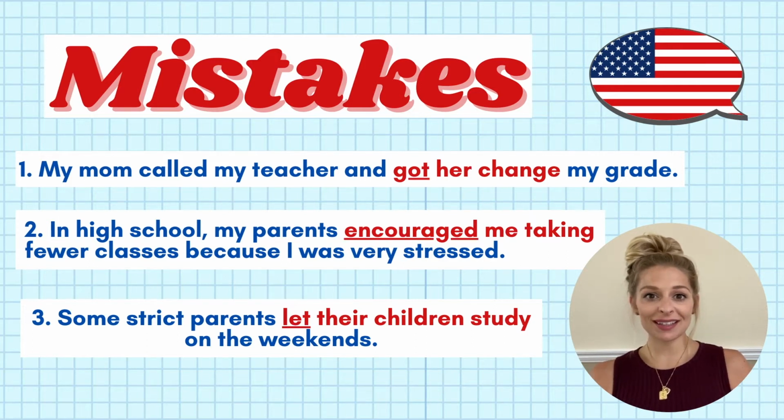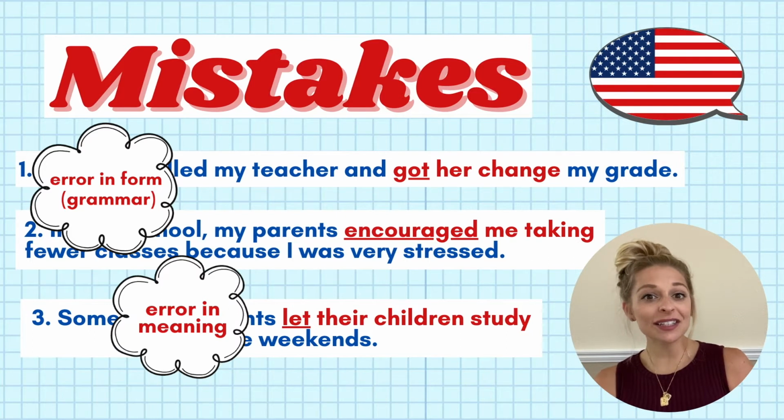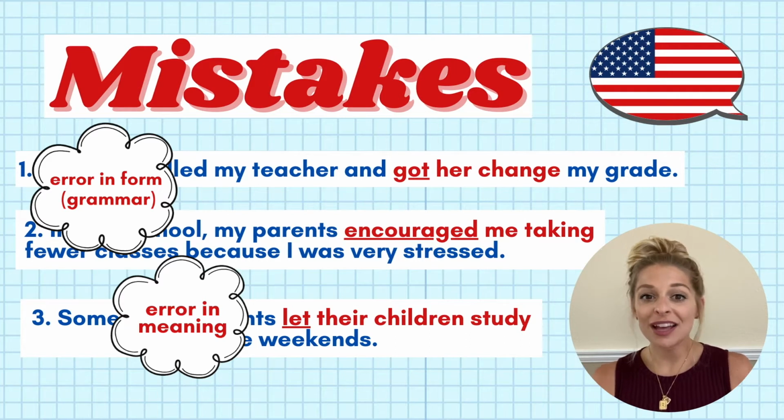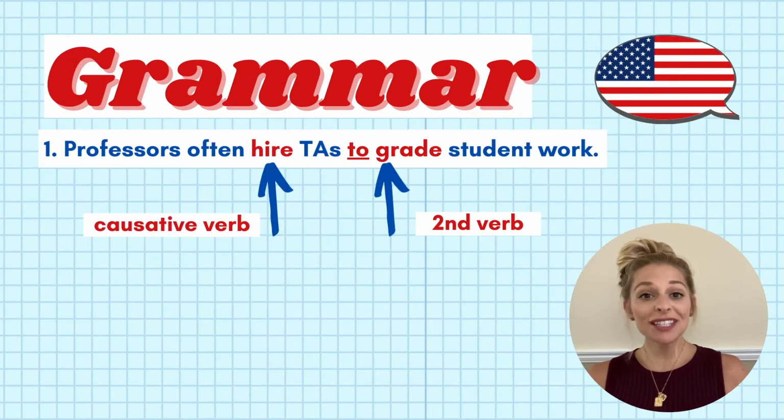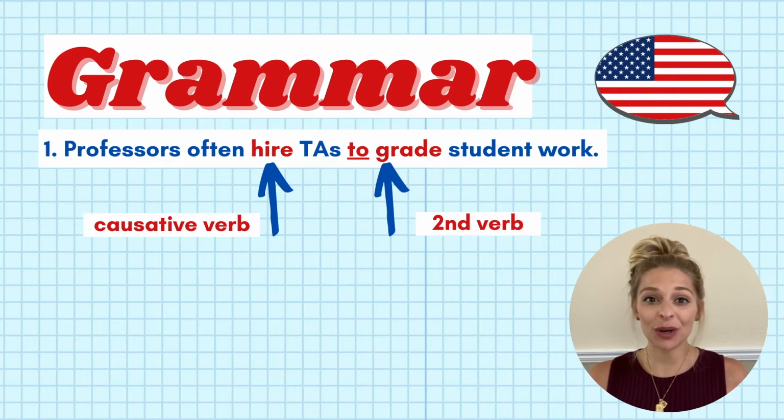So all three of these sentences have a causative verb, but there is a little mistake in each sentence. In the first two, the mistake is related to the form or the grammar of the verb. And in the third sentence, we see a problem with the meaning or the definition of the causative verb. So let's take a look at both the grammar and the meaning of certain causative verbs so we can avoid these mistakes. The difficult thing about causative verbs is that they always have another verb after them. And depending on the causative verb, the form of the second verb will be different.